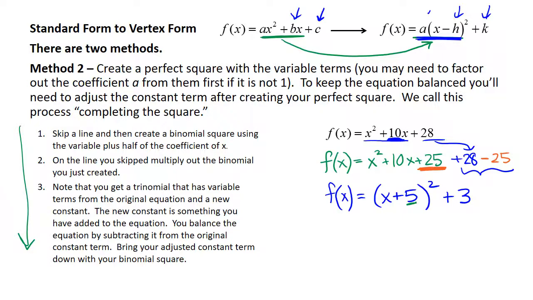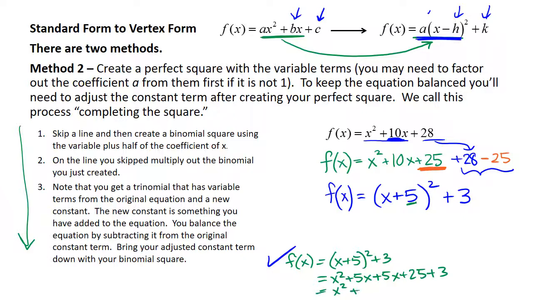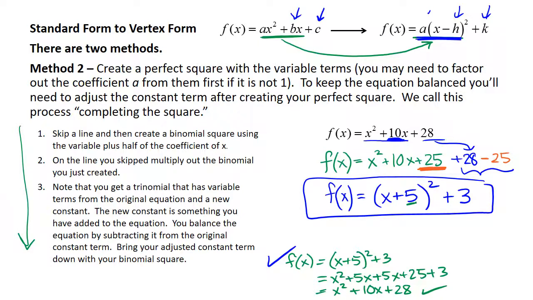To do a quick check, we would simply multiply what we got out, (x plus 5) squared plus 3. Multiply that out: x squared plus 5x plus 5x, I'm FOILing here, plus 25 plus 3. Collect like terms: 5x and 5x is 10x, 25 plus 3 is 28. And you see that we get back to where we started. So this is called completing the square. And we started with our first example with an a value of 1, just to make it a little bit easier.